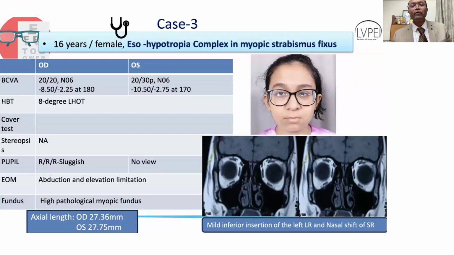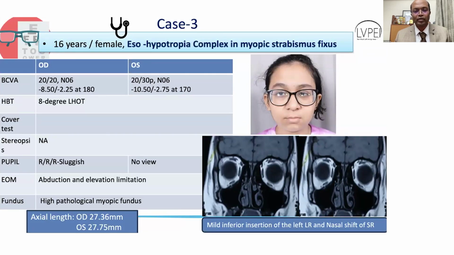This is a third example where you can perform a loop myopexy alone when there is a moderate amount of isohypertropia complex, as you can appreciate in this particular example, where she has high myopia, although it is a moderate form of myopia, where the axial length is in the tune of 27 millimeters, and there were no very subtle or classic changes on the MRI. So still you can provide this option for a small to moderate amount of isohypertropia complex.